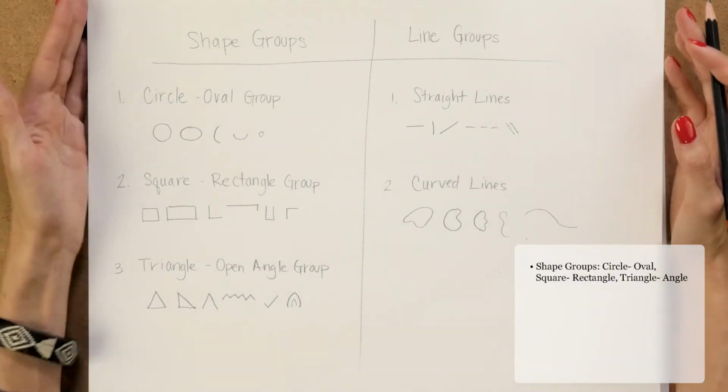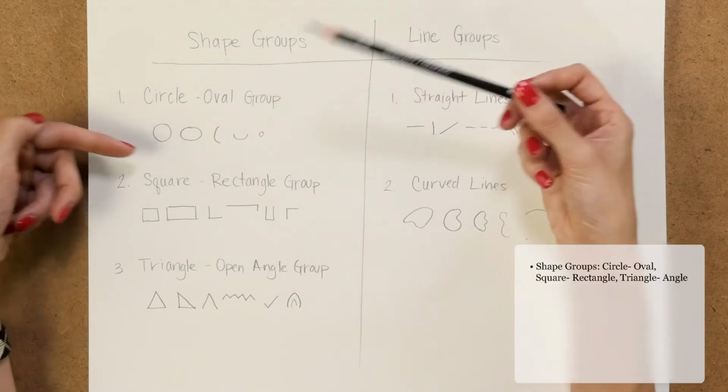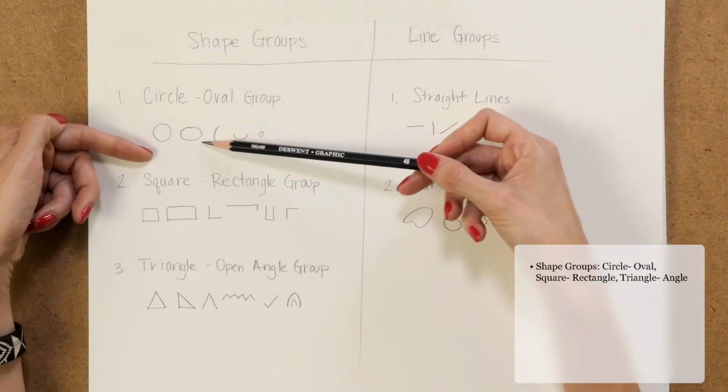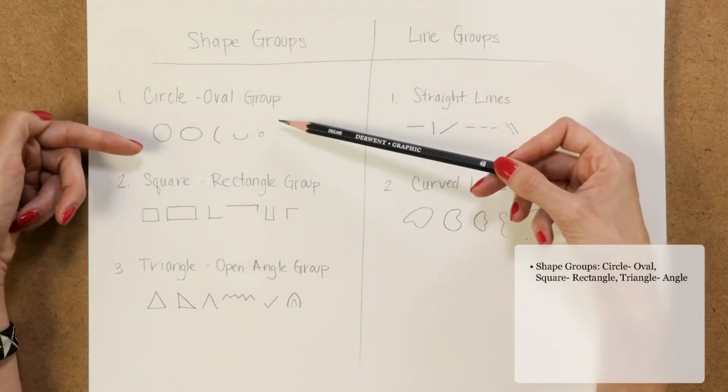Here you've only got 3 of the shape groups. So our first group is the circle oval group, and you just want to think about it like you might have solid shapes or complete shapes, or you might have partial shapes. They might vary in size.